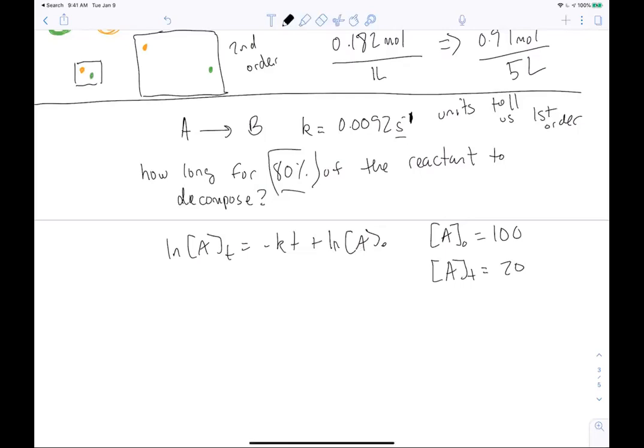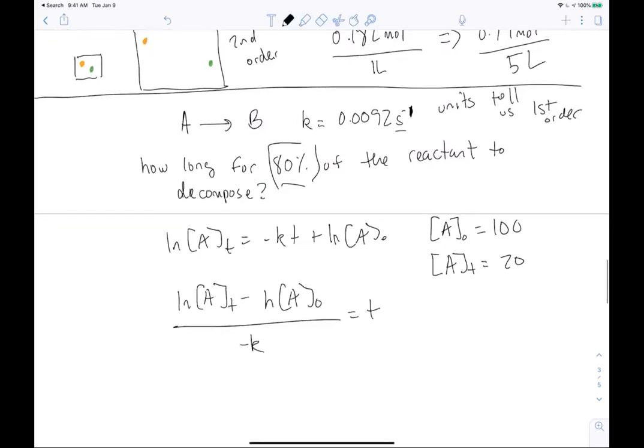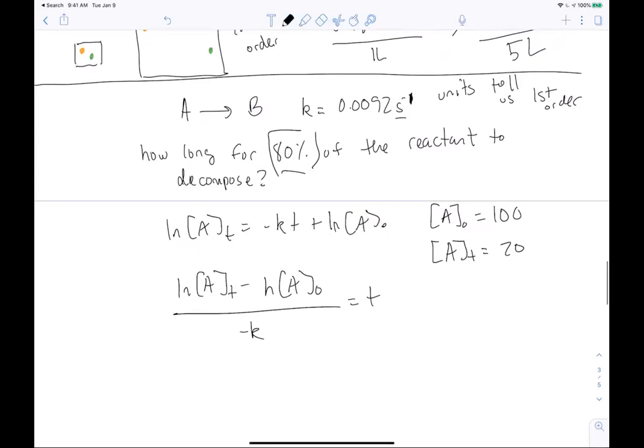So what would that end up looking like? We'd end up with the natural log of A_t minus the natural log of A_0, divided by negative k, is equal to t. And then when you plug in your values, what do we end up with? Actually, I'll just cheat and look at their answer. So, yeah, 175. That's how those work, though. You just have to make up a number. If it's asking for percentages, just call A_0 100 and then call A_t whatever it's asking about. If it's saying 80% decomposed, then 20 is the number we're going to plug in there.